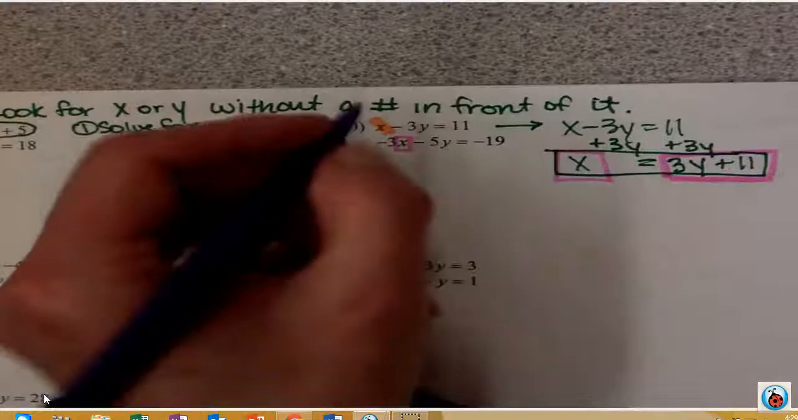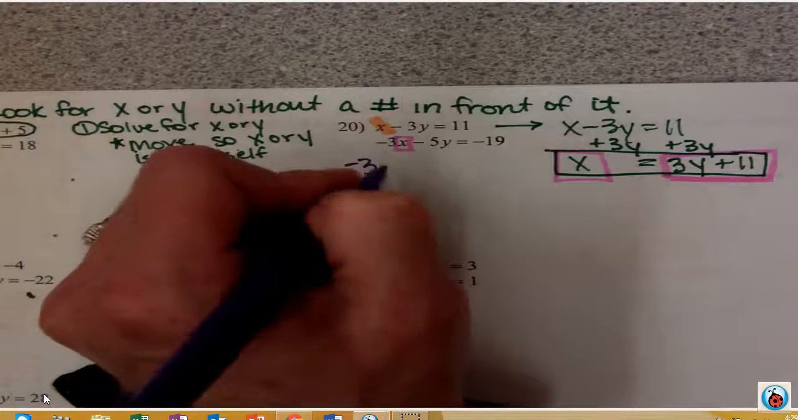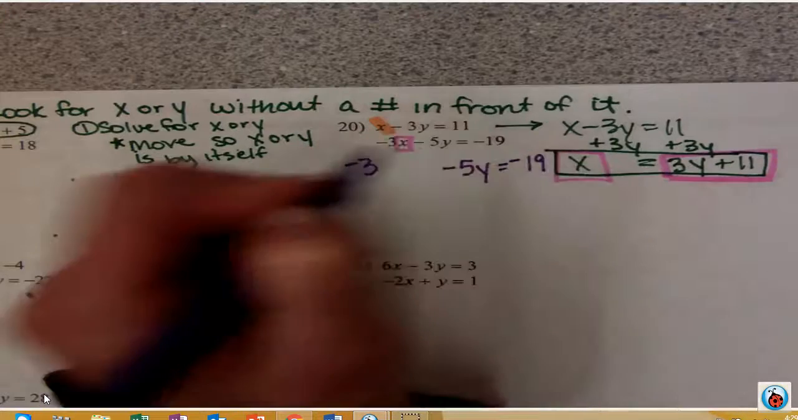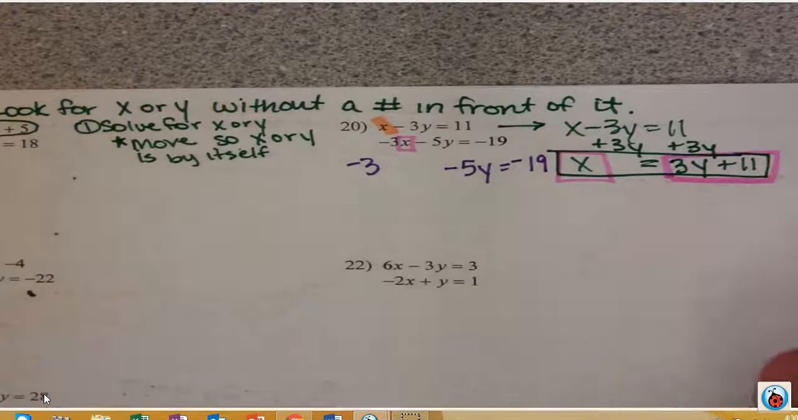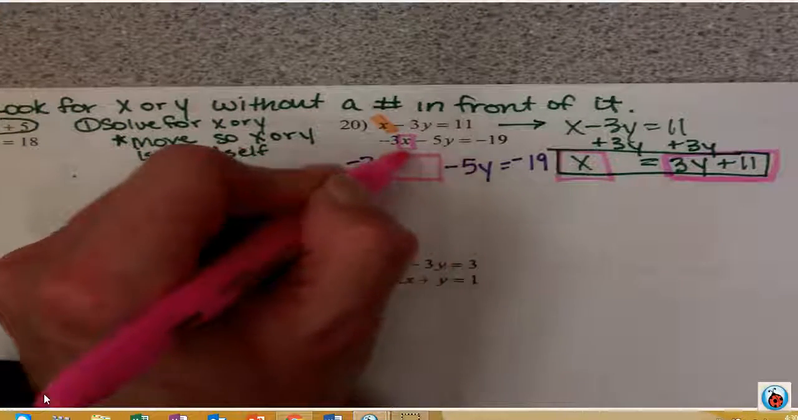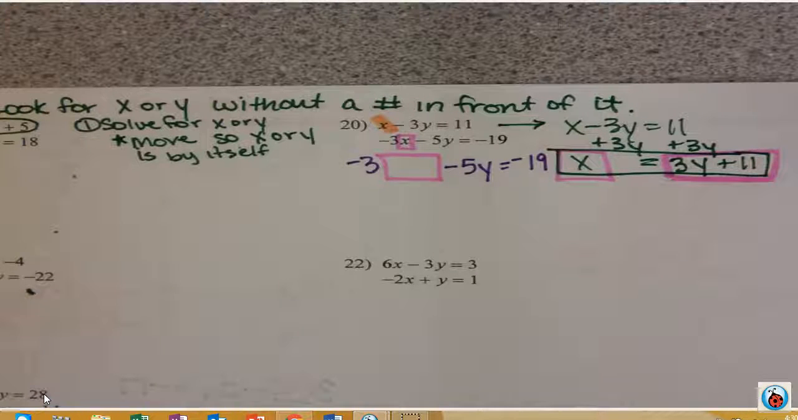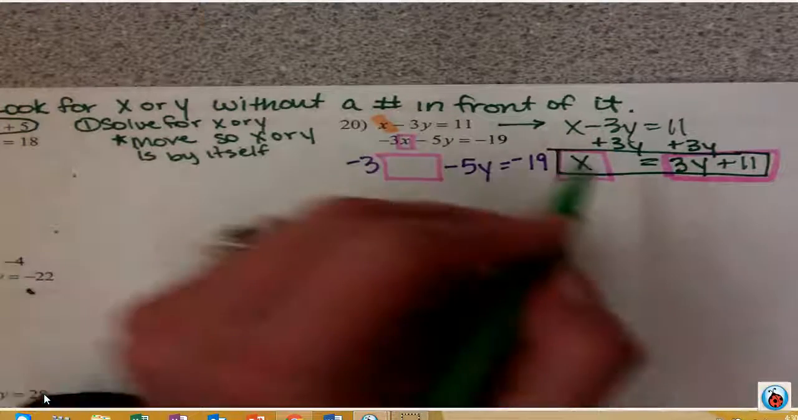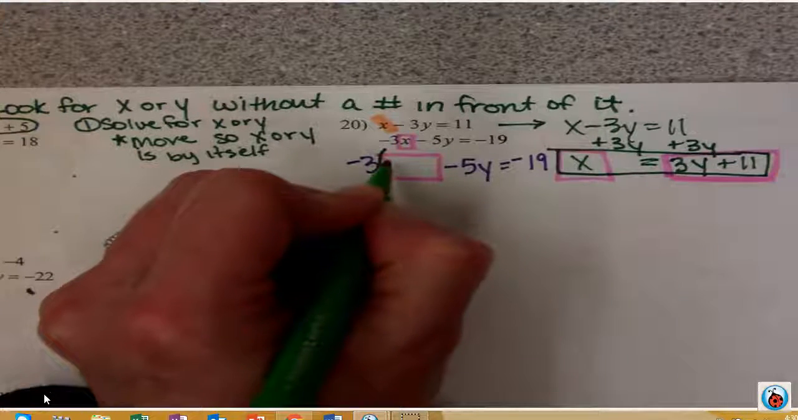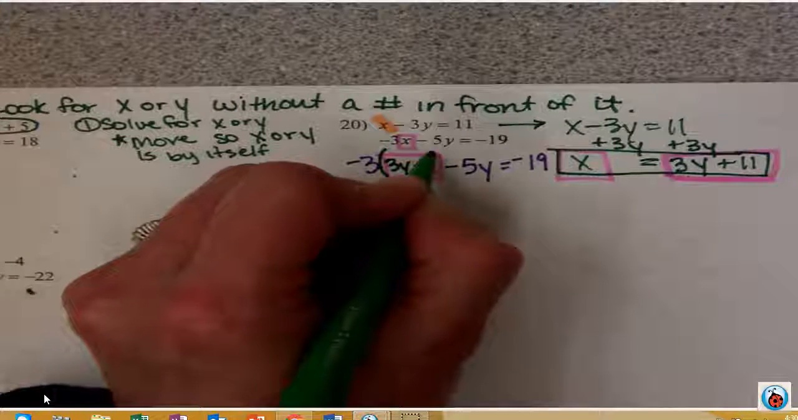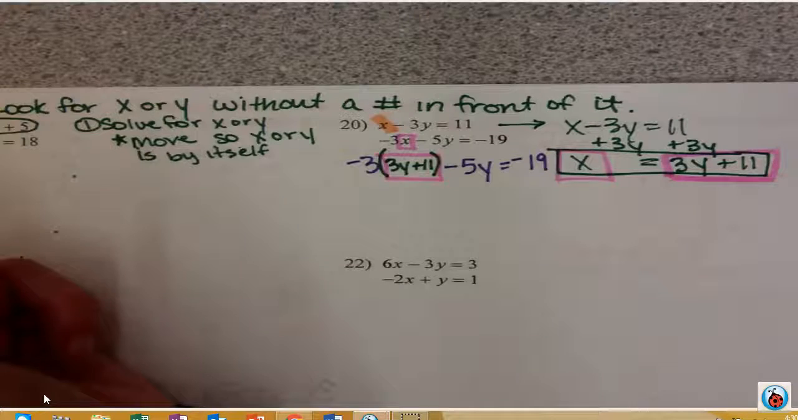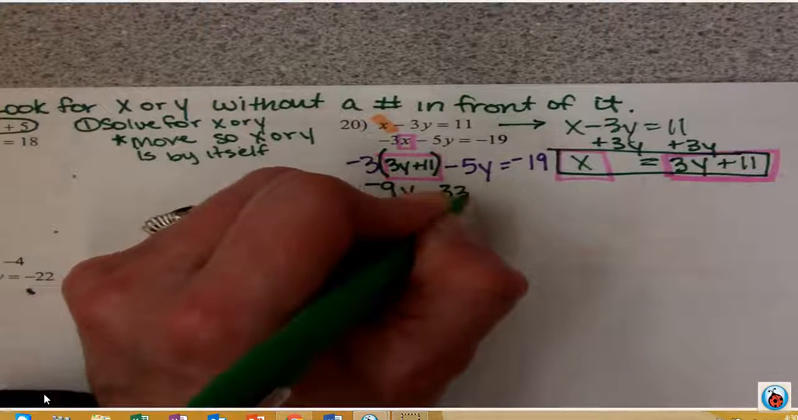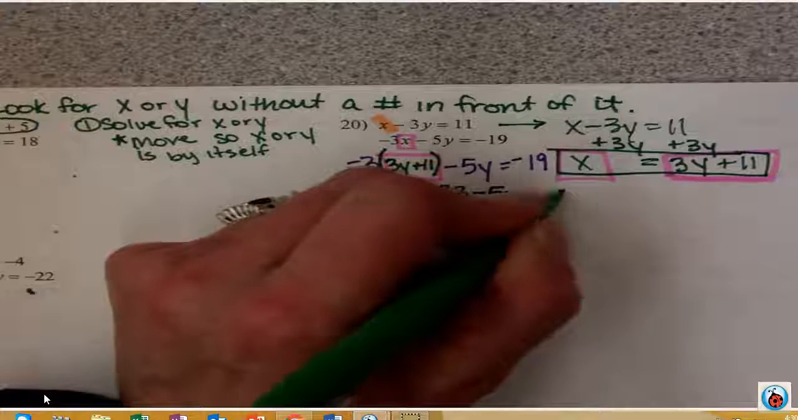So I can substitute this wherever x is. I'm going to come over here and say negative 3, and before there was an x there, but I'm not going to keep that there, minus 5y equals negative 19. I need to put in what goes in there instead of x. I get rid of that x. I take him out of the equation. He no longer belongs. And I'm going to add 3y plus 11. That's what goes in that box. So then I distribute: negative 9y minus 33 minus 5y equals negative 19.